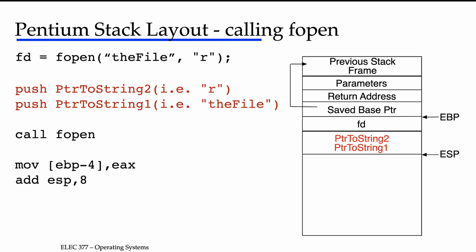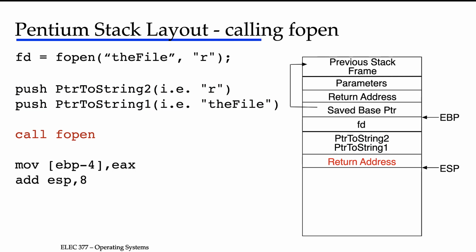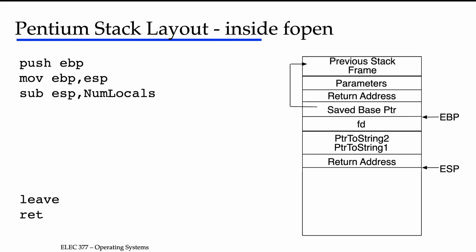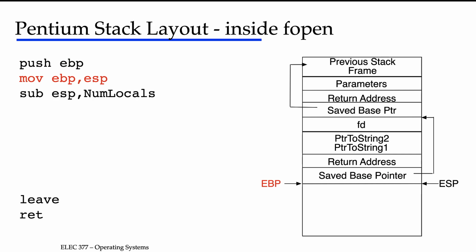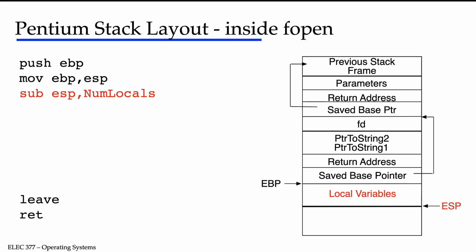So we push the pointer to the string R on the stack, and then we push the pointer to string 1 on the stack. When we call fopen, this will push the return address on the stack. Inside of fopen, we will push the base pointer, and the base pointer is used to access both parameters and local variables inside of a function. After that, we move the stack pointer to the base pointer, and we subtract the number of bytes in the local variables from the stack pointer.